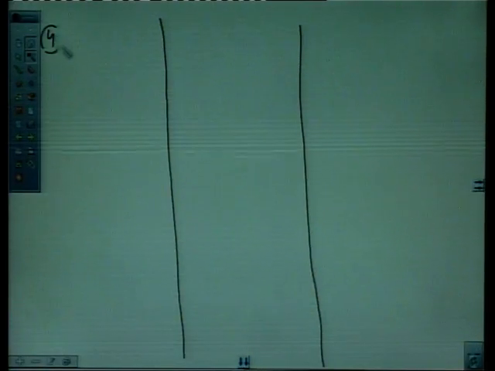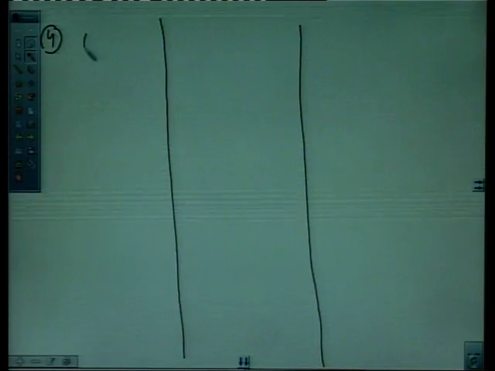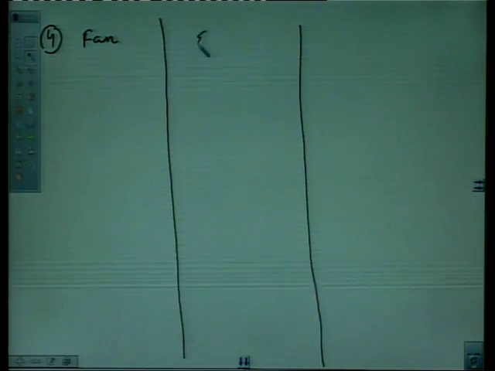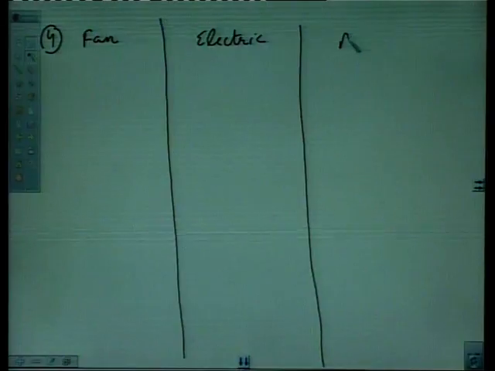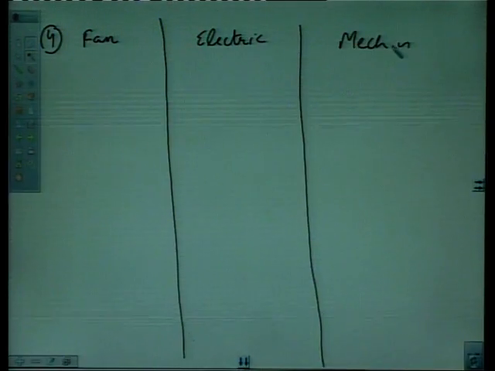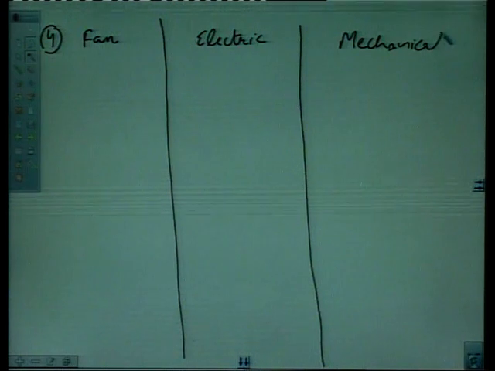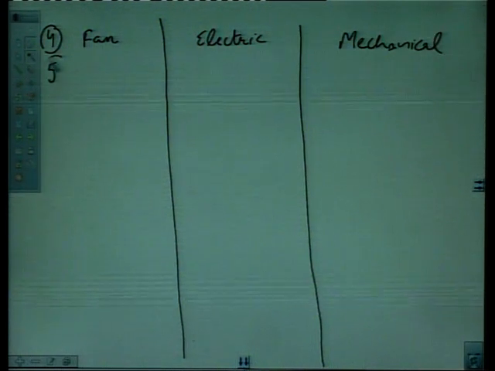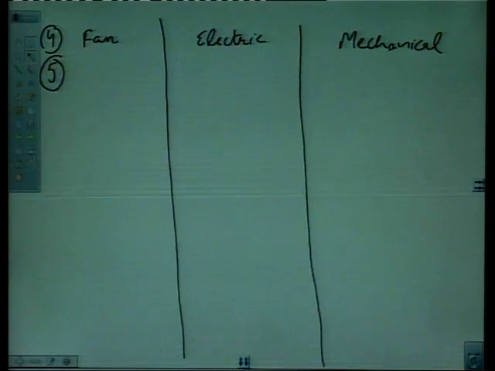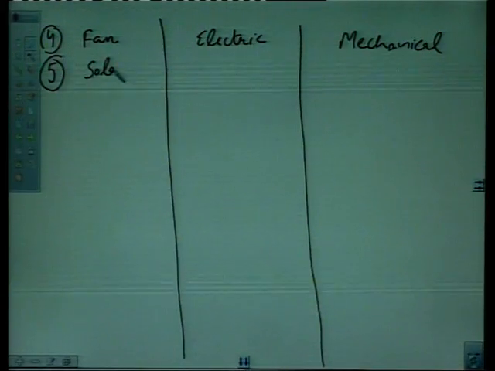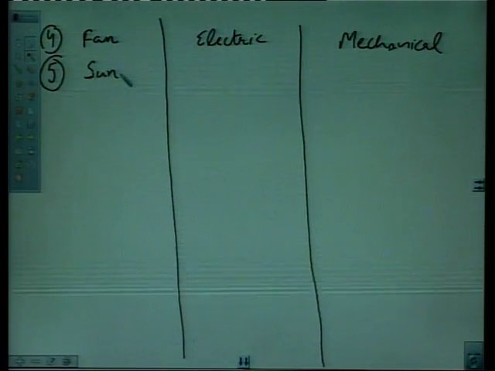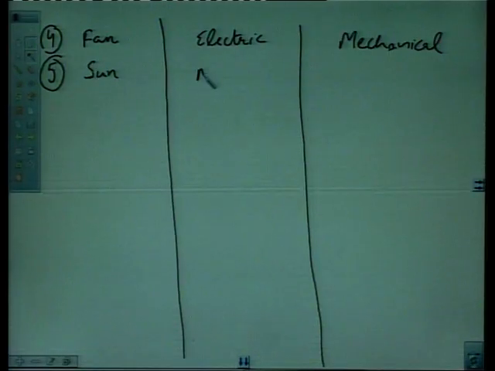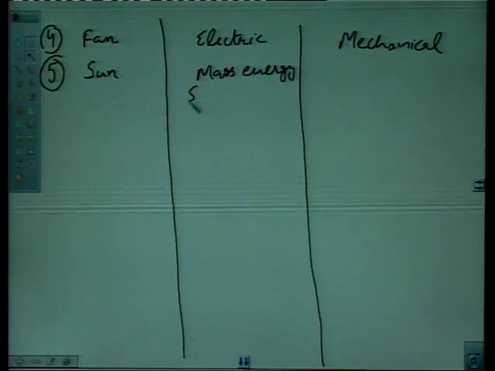Next is fan. In a fan we have electrical energy converted into mechanical energy. Then we have solar or sun energy. In the sun we have mass energy or solar energy.